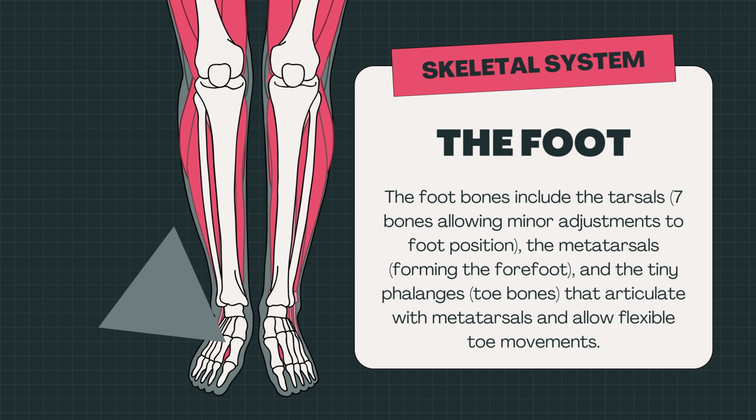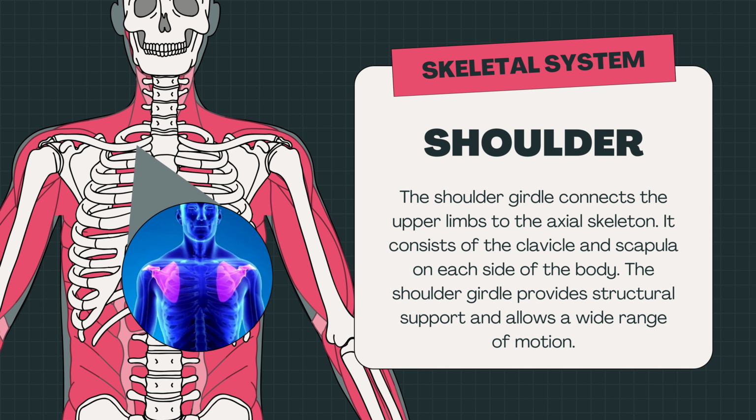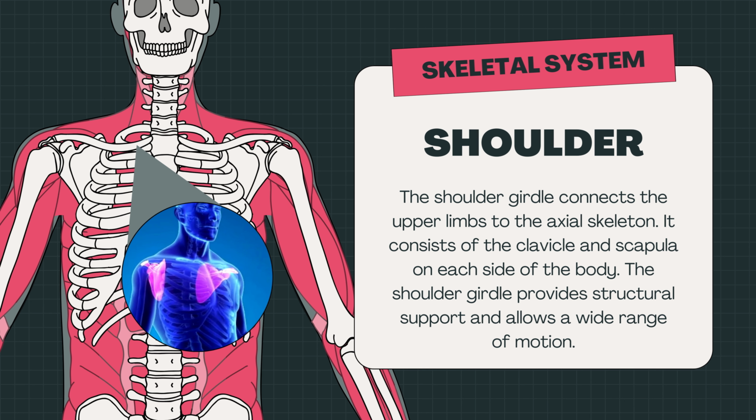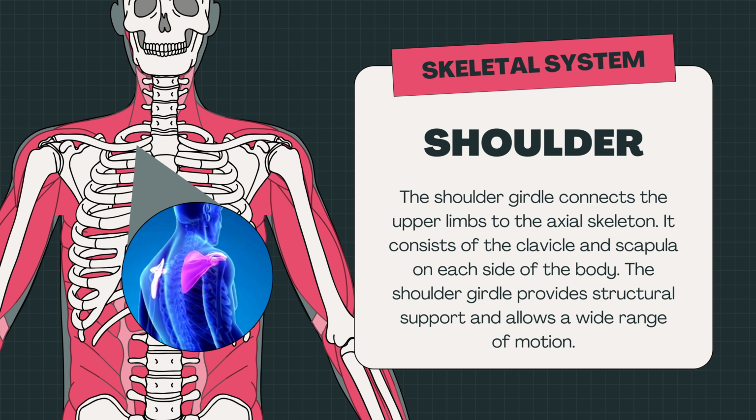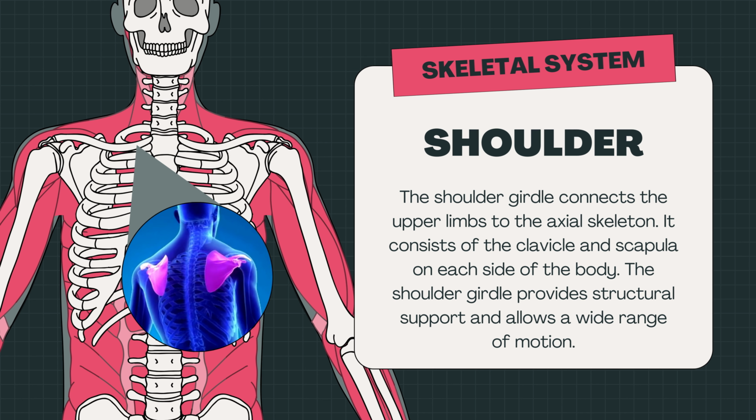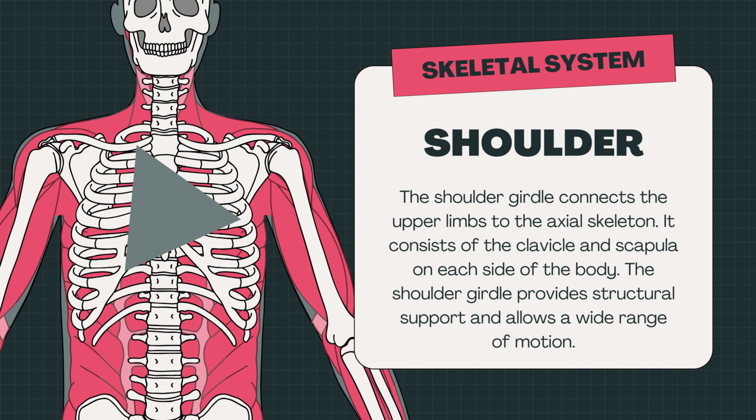Let's look at the pectoral or the shoulder girdle. The shoulder girdle consists of a flat bone called scapula or shoulder blade. It also consists of clavicle or what we call the collarbone. They attach to the long bone of the hand and provide support during movement.